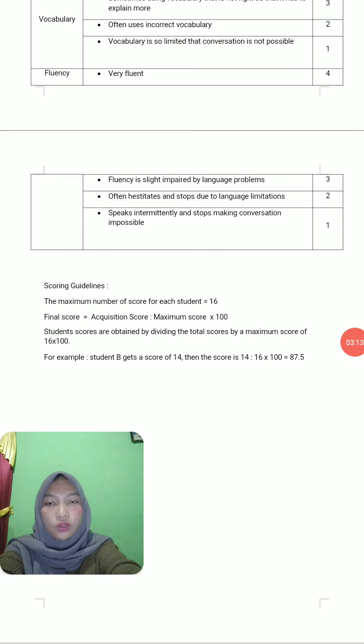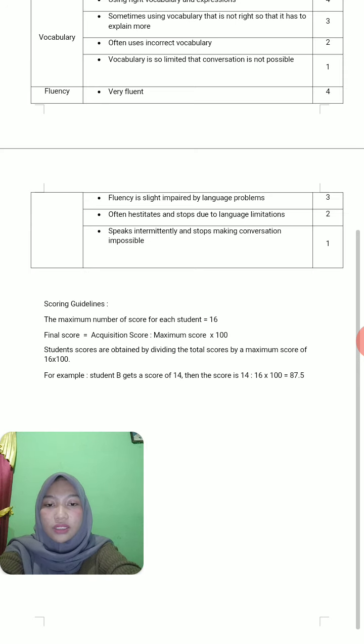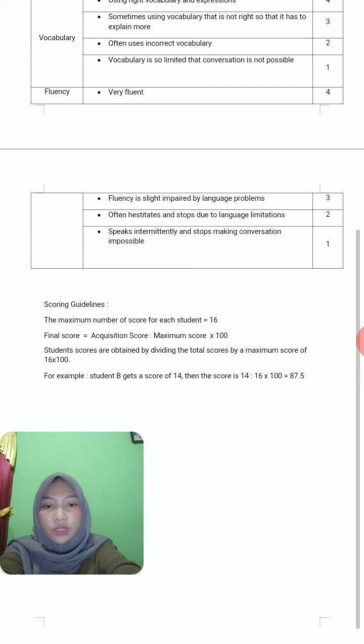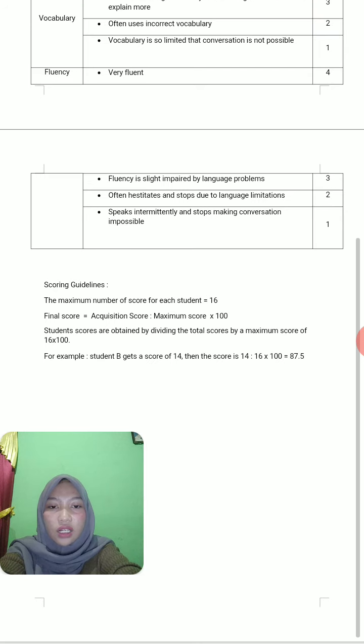To calculate the overall score of students, follow these scoring guidelines. In this rubric, the maximum score is 16, and the final score is the acquired score divided by the maximum score times 100. Student scores are obtained by dividing the total score by the maximum score of 16 times 100. For example, if student B gets a score of 14, then the score is 14 divided by 16 times 100, which equals 87.5.